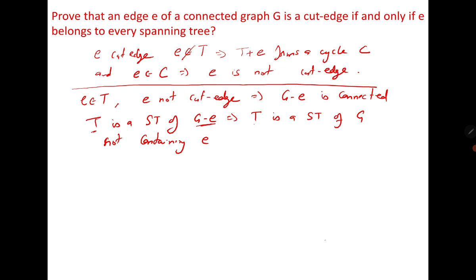It means we found a spanning tree which does not contain E, but it is assumed that E belongs to every spanning tree. So we started with the assumption that E is not a cut edge, and we reach a contradiction. So this is how the result is proved.